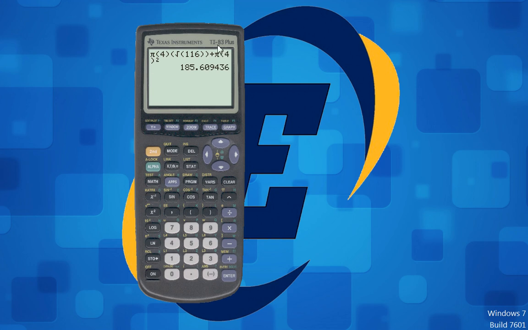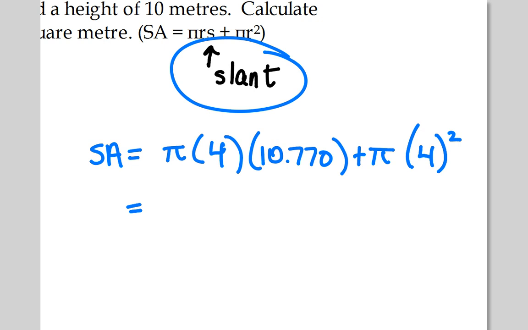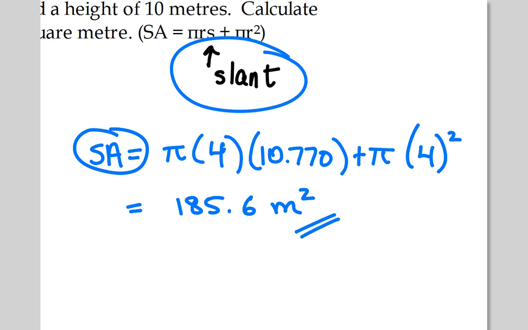So again, I can only demo on this calculator, and I highly recommend you get a Texas Instruments, a TI. Typically you want TI 84 or better. So 185.6 is what we're looking for there. And the unit was meters, so the surface area unit, because it's two-dimensional, you'll have meter square.